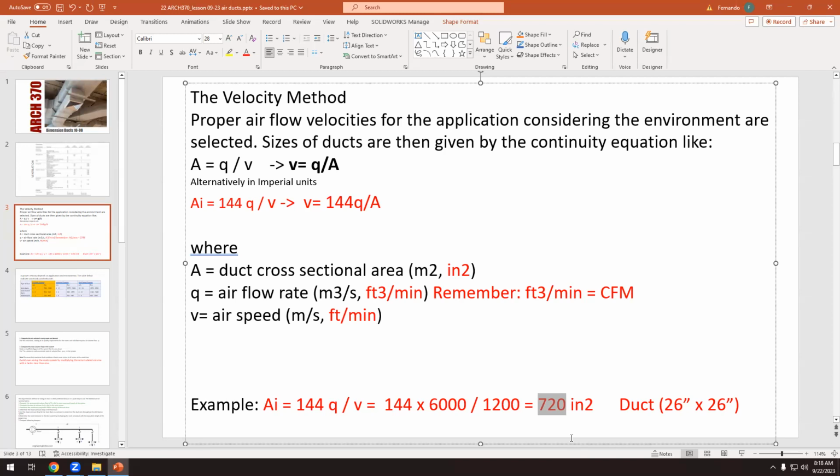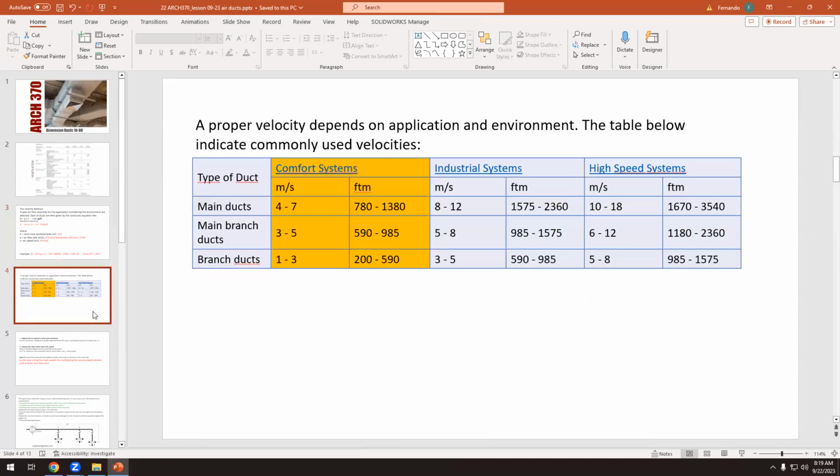We had to do this manually, but now we have Revit. Okay, so in Revit, we can change the size, and then we can change the speed, or we can test, or we can check the velocity. And these are the ranges. Okay, so this table is what we have to know. This is feet per minute.